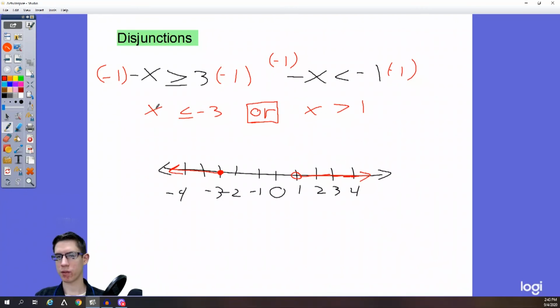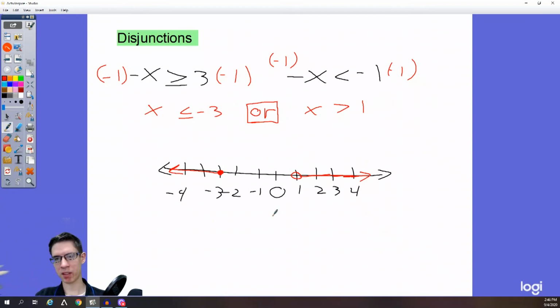Same thing with -4. So it fits into this one. -4 satisfies this inequality, therefore it satisfies the entire statement. Or gives us more freedom to play, more freedom to include more numbers. Whereas the AND is going to restrict things, make it more limited.